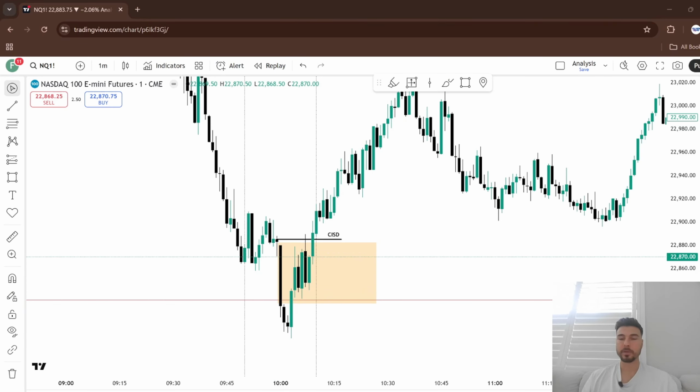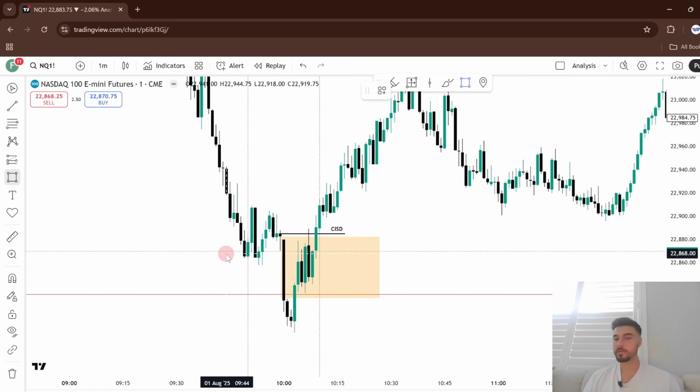But notice how I'm not just choosing any inversion. I'm not just choosing any change in the state. I'm not just choosing any order block. You need to have a higher time frame context, and you need to have multiple confluences coming together. That's really important. A lot of people get wrecked because they're longing every single inversion fair value gap.